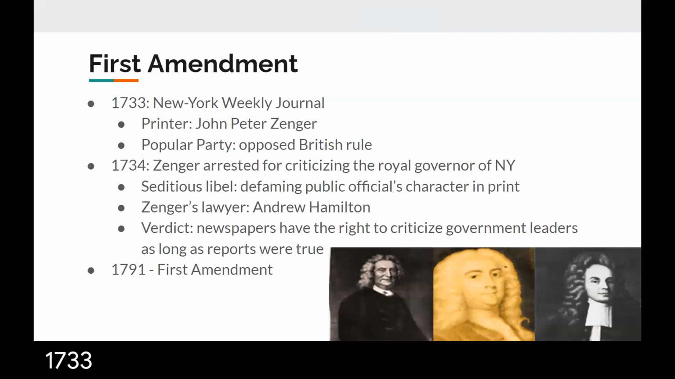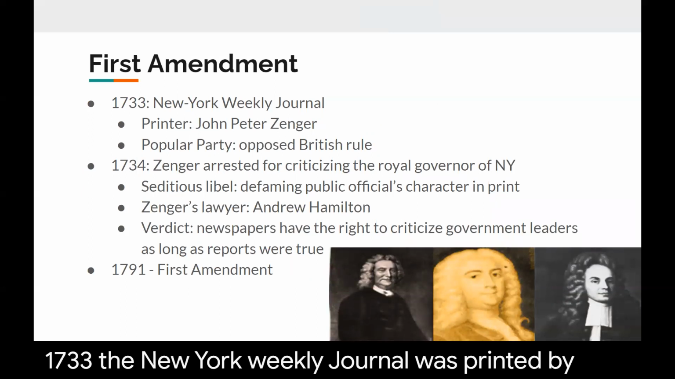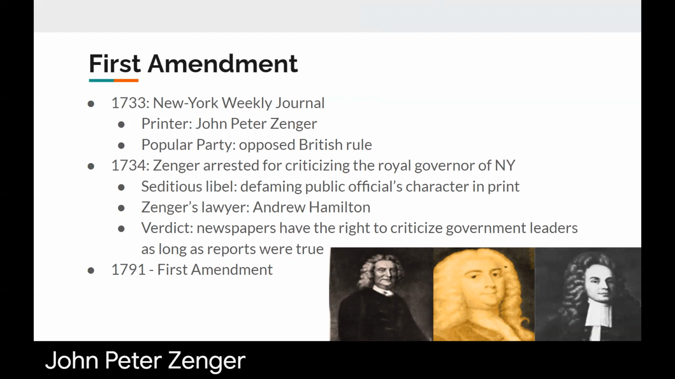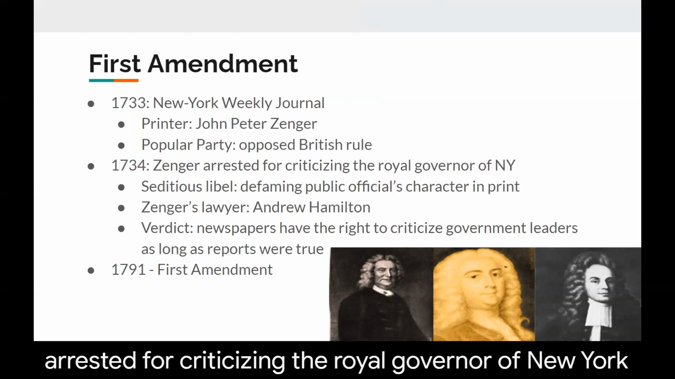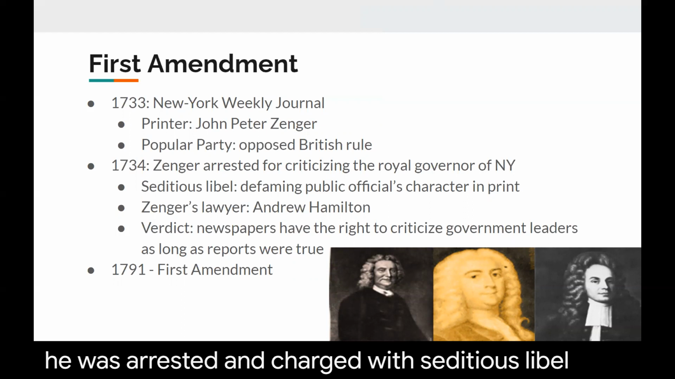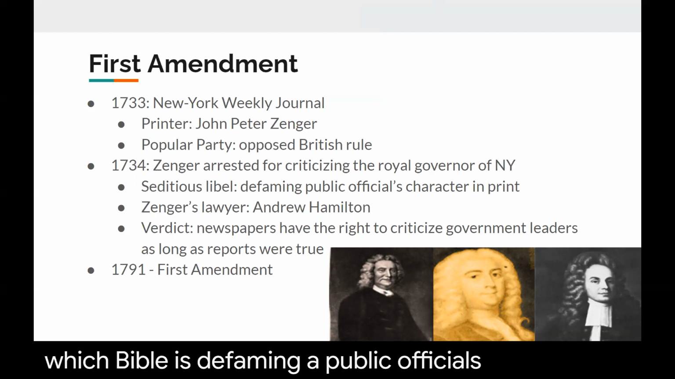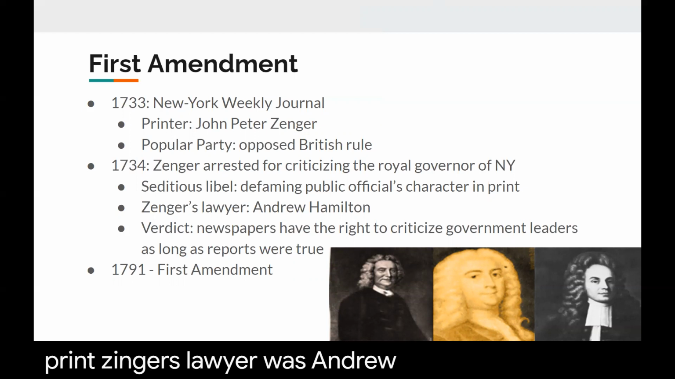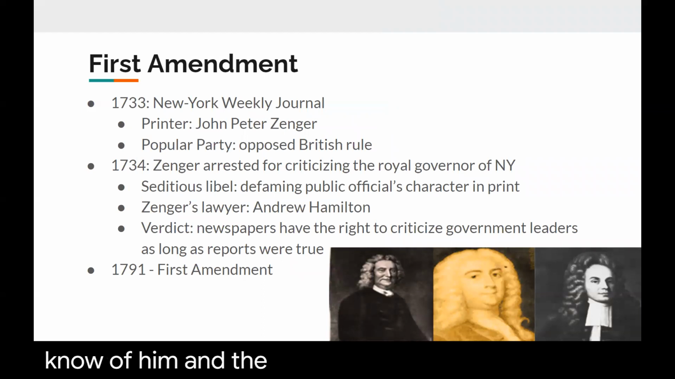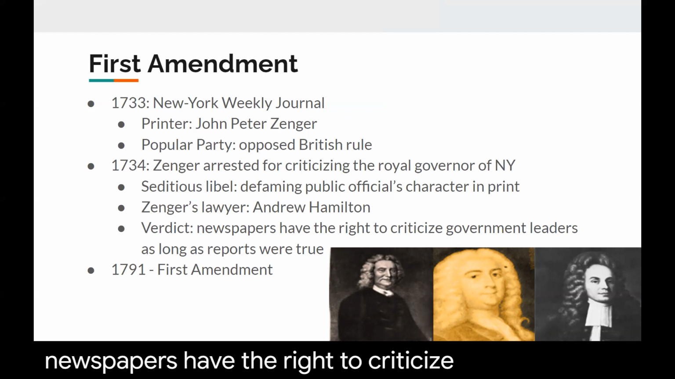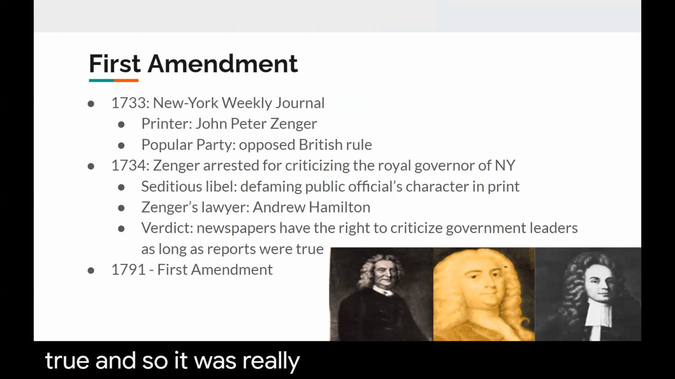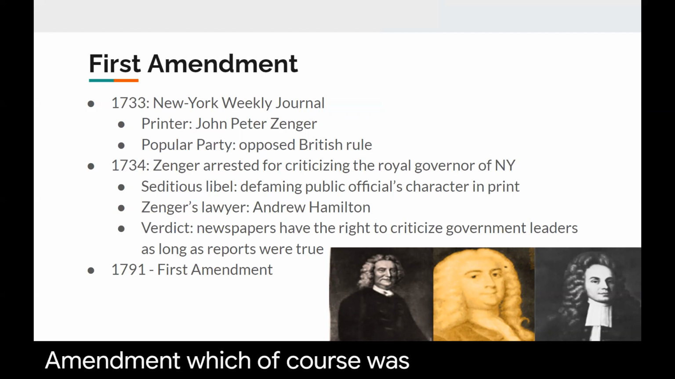In 1733, the New York Weekly Journal was printed by John Peter Zenger. It was with the Popular Party, and it opposed British rule, and so it was a key part of the American Revolution. In 1734, Zenger was actually arrested for criticizing the royal governor of New York. He was arrested and charged with seditious libel, which libel is defaming a public official's character in print. Zenger's lawyer was Andrew Hamilton, you may know of him, and the verdict was that American newspapers have the right to criticize government leaders as long as the reports are true. And so it was really the basis for the First Amendment, which of course was passed in 1791.